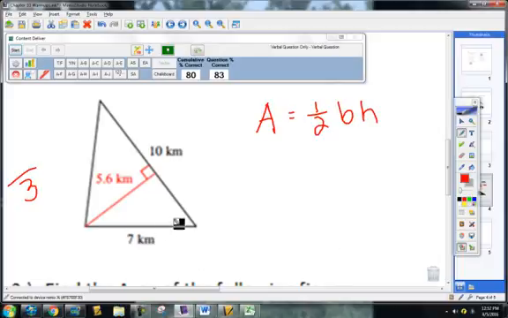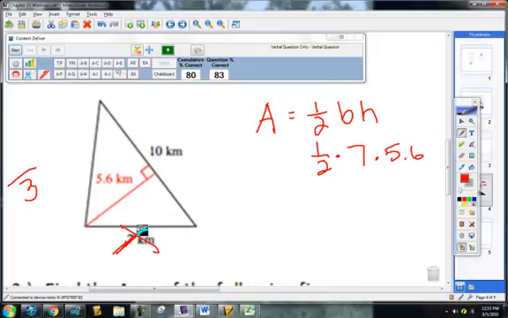I'm going to guess that the person that got 19 did 1/2 times 7 times 5.6. I don't know if that's true, but that's my guess. They are getting confused with what the base is for math and what the base is in real life. Is the base the bottom? Not necessarily. Could be, but it's not necessarily. Does 5.6 meet at a right angle right there, guys? No. So 7 is absolutely a distractor.